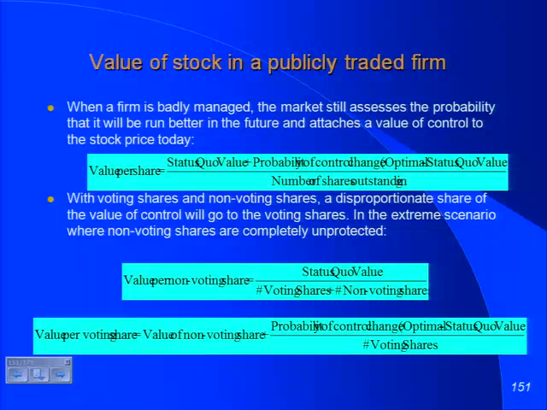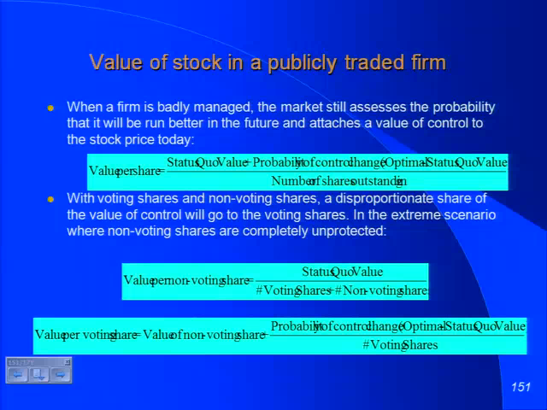Now, as non-voting shareholders, I gave you two values, right? Status quo value, optimum value. As non-voting shareholders, you get a share of the status quo value, none of the optimal value, because you don't control the firm. You can't change the way the firm is run. You, on the other hand, as voting shareholders, get the status quo value, but on top of that, you get that expected value of control divided by just the number of voting shares. So you get the entire price.